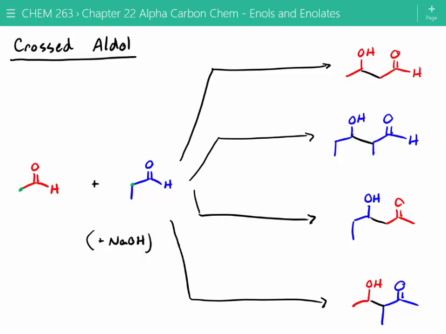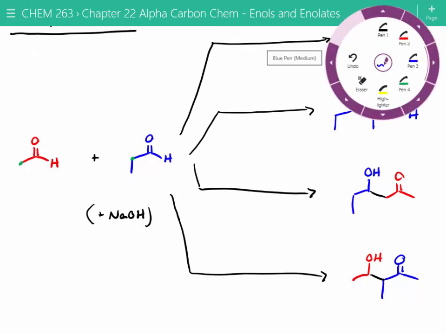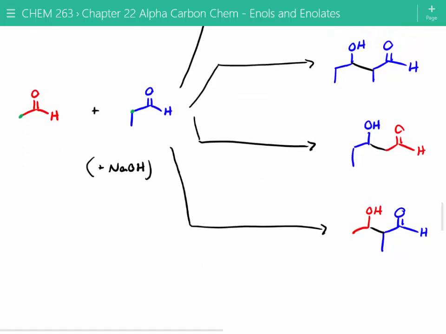Does it have what? Oh, yes, thank you. I was looking at the red one. Sorry, there should be a hydrogen here, and there should be a hydrogen here. Sorry, I was moving too fast. They should all be beta hydroxy aldehydes. Sorry about that. So you run into this problem of getting 4 different products, and it can be pretty hard to control. But there are a few tricks that chemists use to try to control cross-aldol reactions.